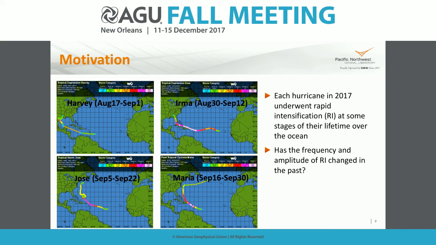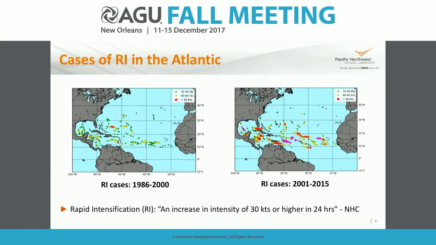An important question for us is whether there have been any changes in the frequency or the amplitude of rapid intensification in the past. To look at this, we use the HURDAT data to identify all the locations of hurricane tracks in the last 30-some years. We start from 1980, because this is the period when we have satellite data, so the hurricane track locations are much more believable. We separate the period into two time periods, one from 1986 to 2000, and another from 2000 to 2015, so a 30-year period with 15 years each.